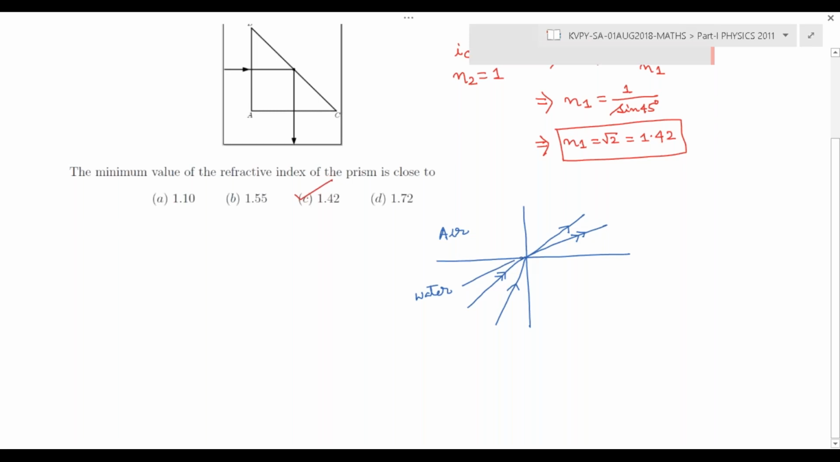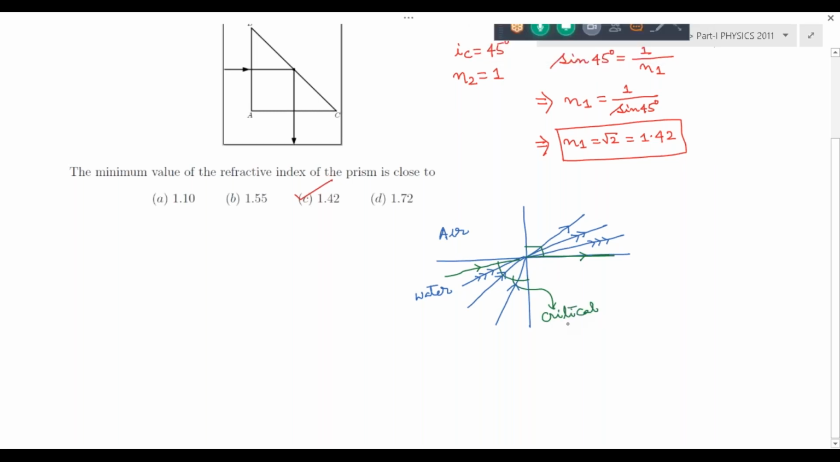So that means as you increase the angle of incidence, you will find that the angle of refraction also increases. Then let me use a different color. You make the incident ray in such a manner that the angle of refraction becomes 90 degrees. Okay, you got the point. Then this angle is known as the critical angle. Now, why is it critical? Because if you make any angle of incidence more than that, let me use a different color again.